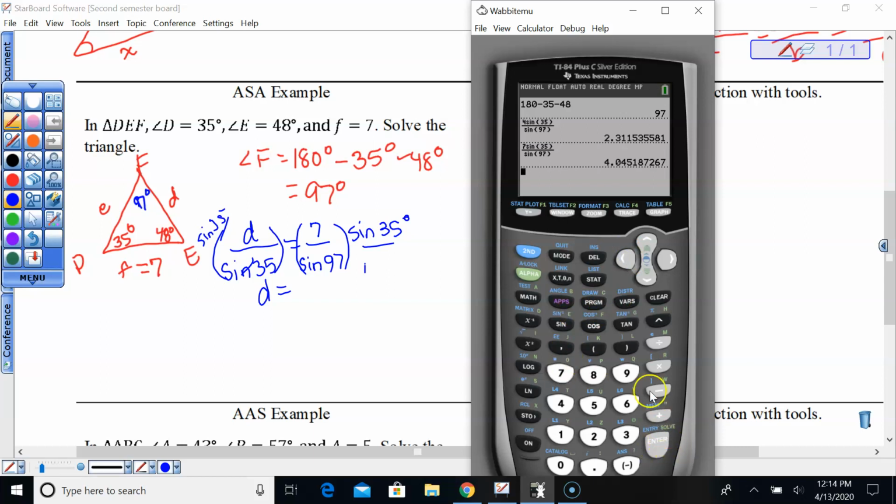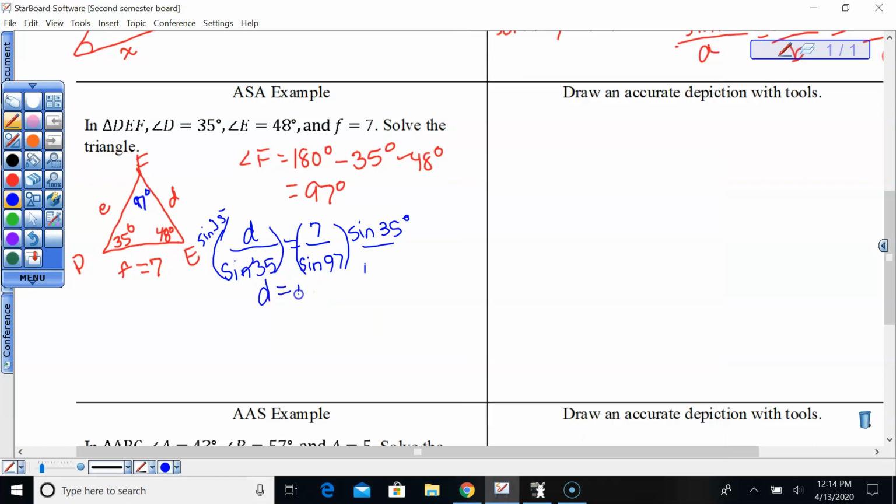And we'll get the right answer here, which is 4.04. And let's just have you round to the nearest tenth today. So we'll say that's 4.0, or 4 units long. So that's the value for side D.